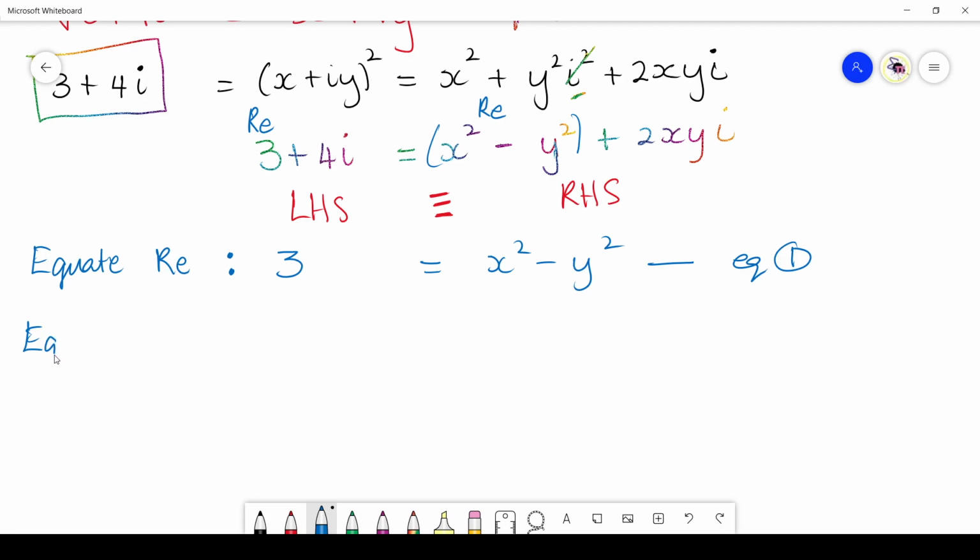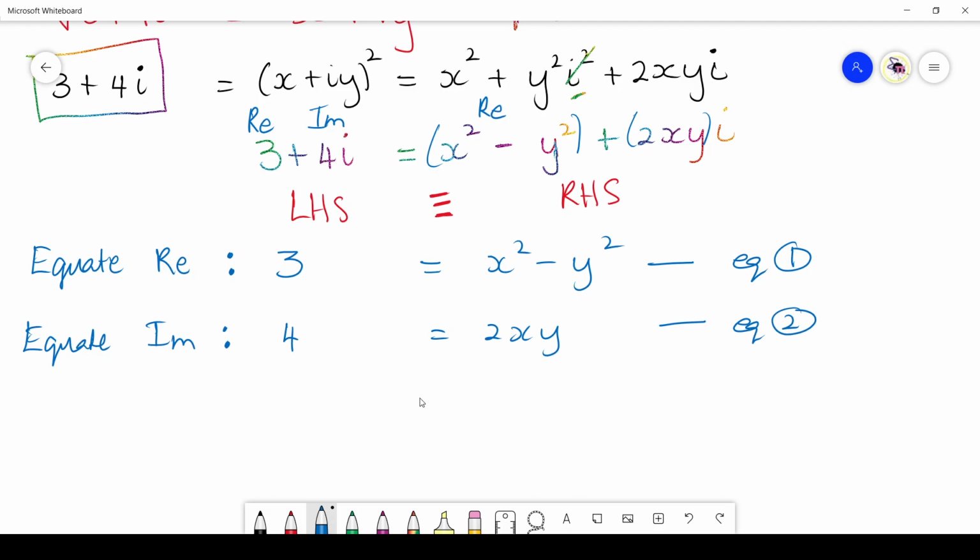And we're going to do the same thing for the imaginary part. So on the left-hand side, we're going to have the imaginary part being 4. And on the right-hand side, we're going to have that imaginary part being 2xy. We're going to call that equation 2. And we're going to simply solve this simultaneously.